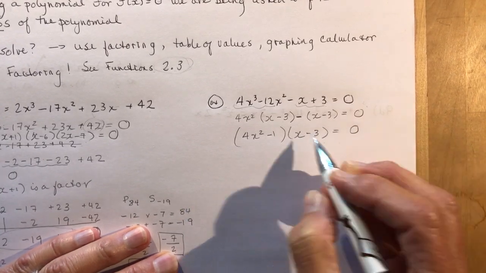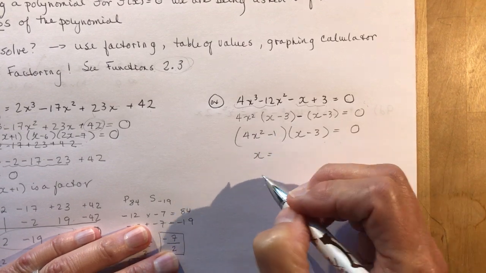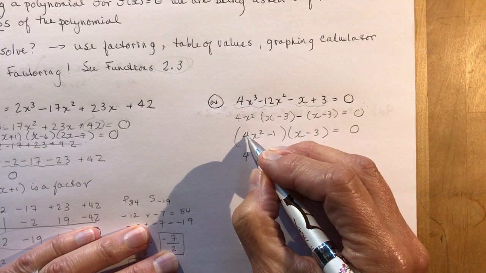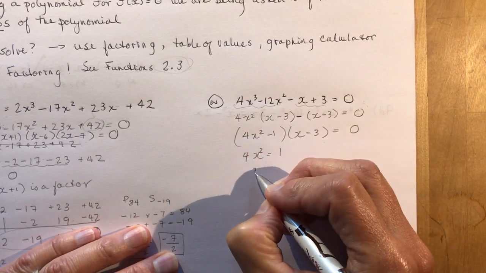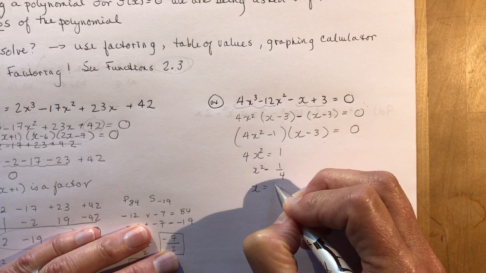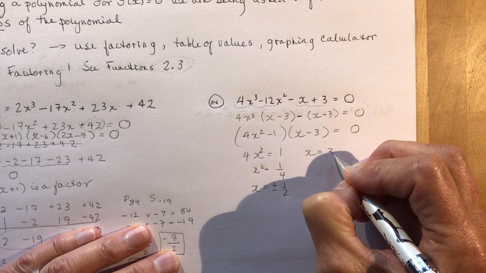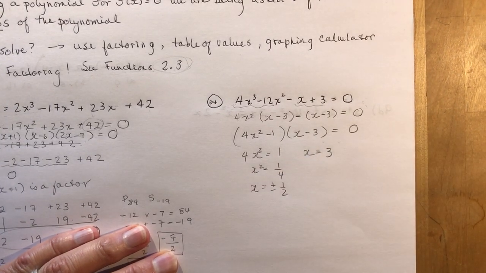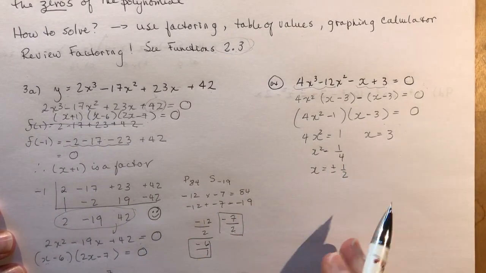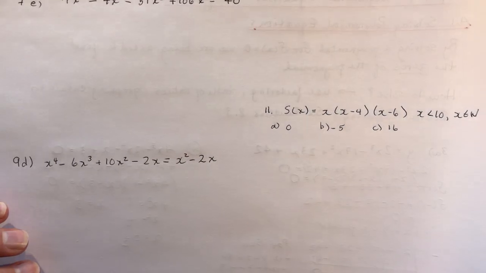Okay. So if I wanted to solve that, I would say x is equal to... I would have had 4x squared is equal to 1. X squared is equal to 1/4. So x is equal to plus or minus 1/2, and this one would be x is equal to 3. So don't make your life difficult by doing a long factoring like this when it could be factored by grouping. So always check.